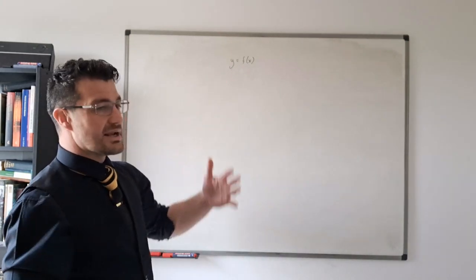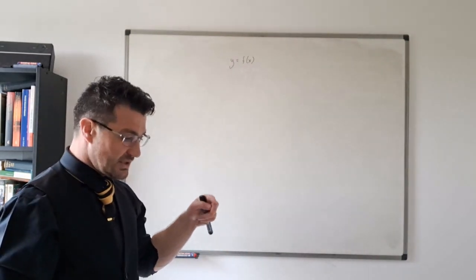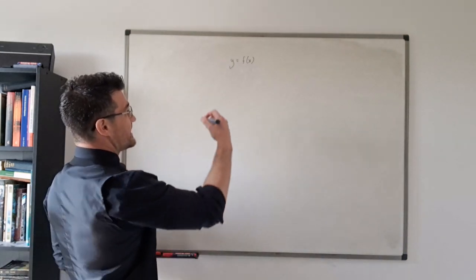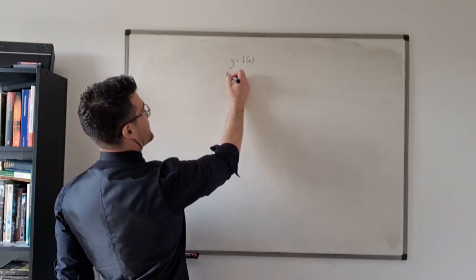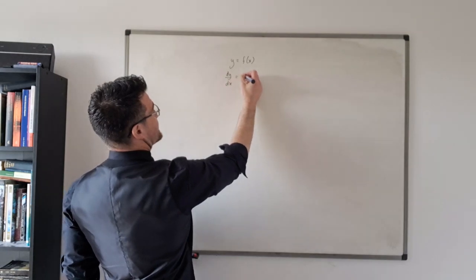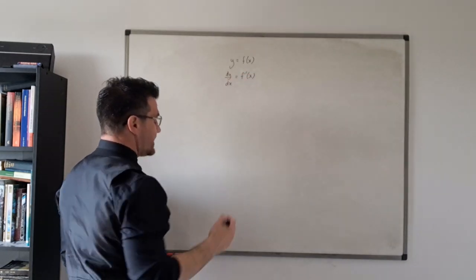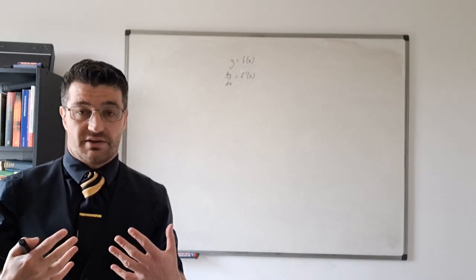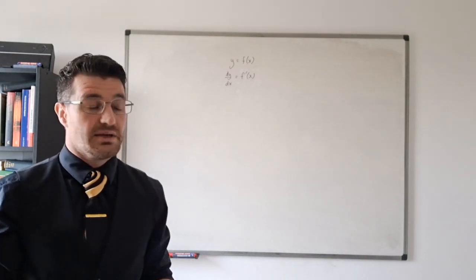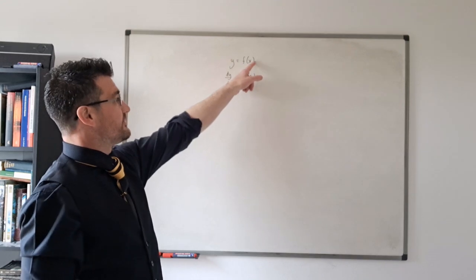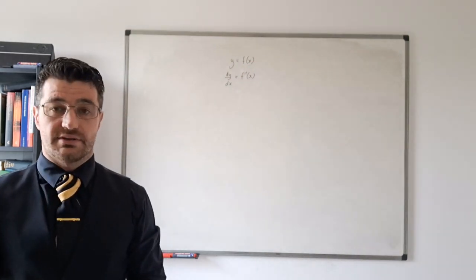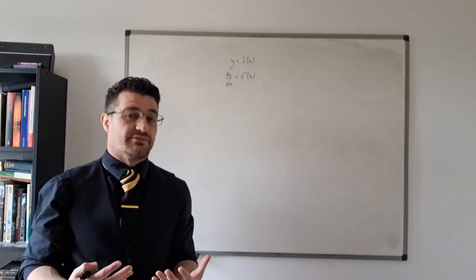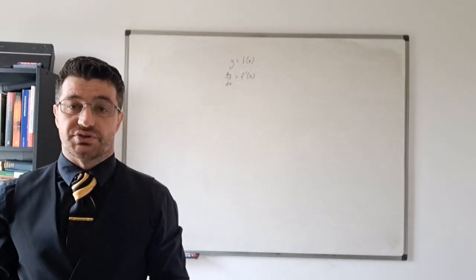Okay, so we've got y equals f of x. We can differentiate this and we get dy by dx equals f prime of x. It's important to understand that f prime of x is just a function in its own right. It's called the gradient function of f of x, and it's called a gradient function for a reason, because it's a function.